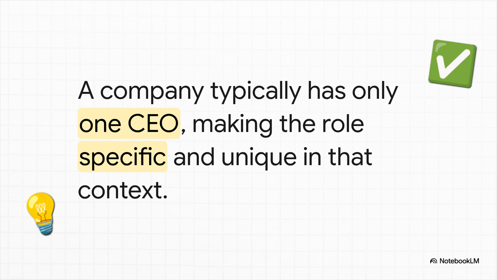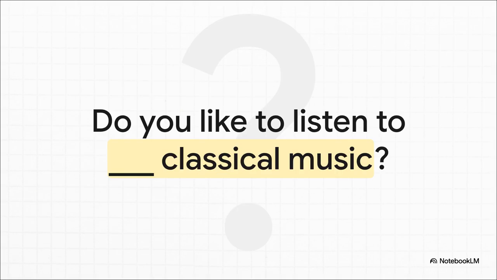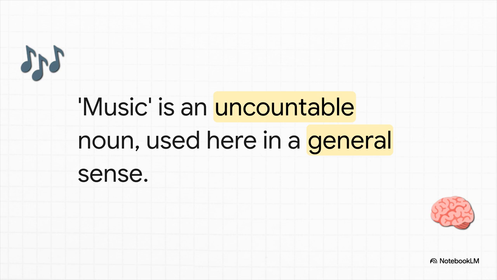Great job. Let's try the next one. All right, for this one, ask yourself, are we talking about one specific song, or are we talking about the entire genre, the general idea of classical music? You got it. We're talking about the concept of classical music as a whole. It's this big, general, uncountable idea, so we use the zero article.